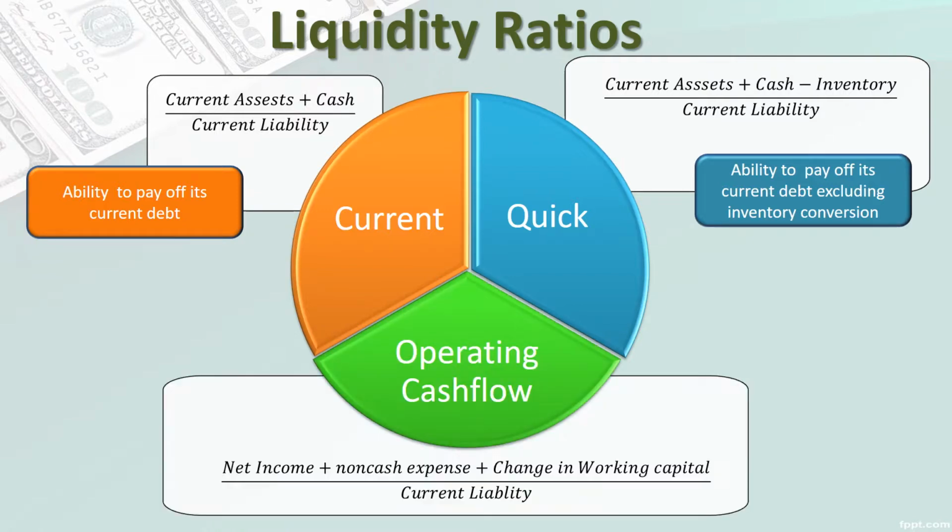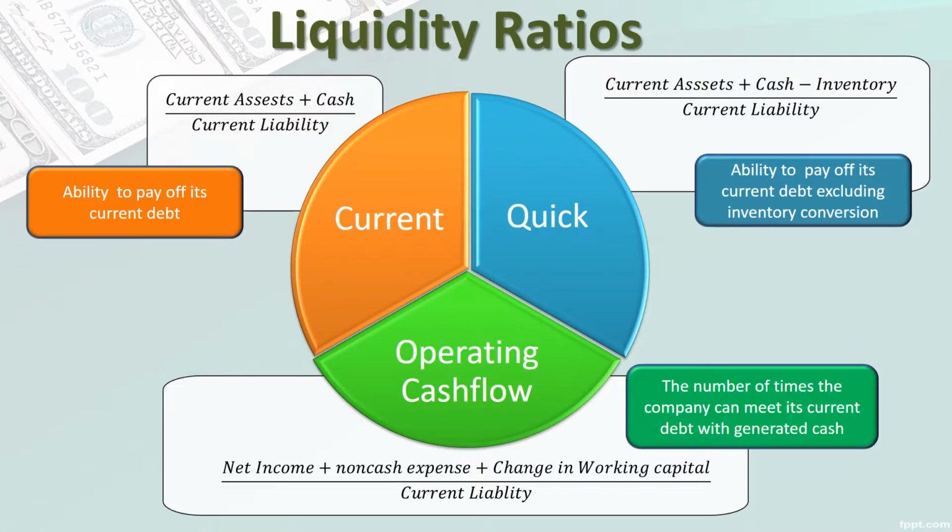Operating cash flow is net income plus non-cash expenses, which normally represent depreciation, plus the change in working capital. A change in working capital is the current assets minus the current liabilities. And we take that quantity and we divide it by the current liability. This represents the number of times the company can meet its current debt with generated cash.